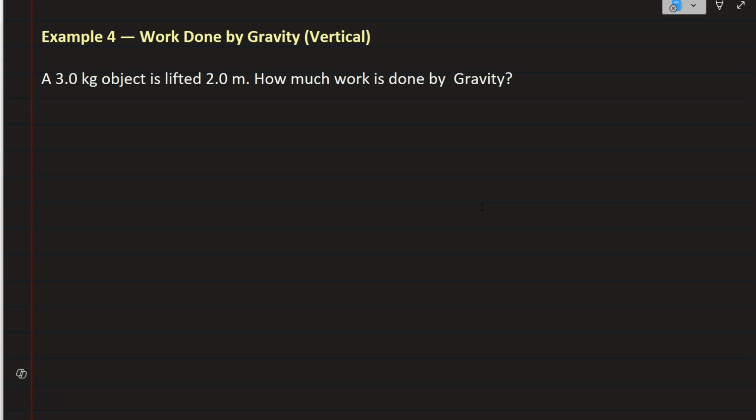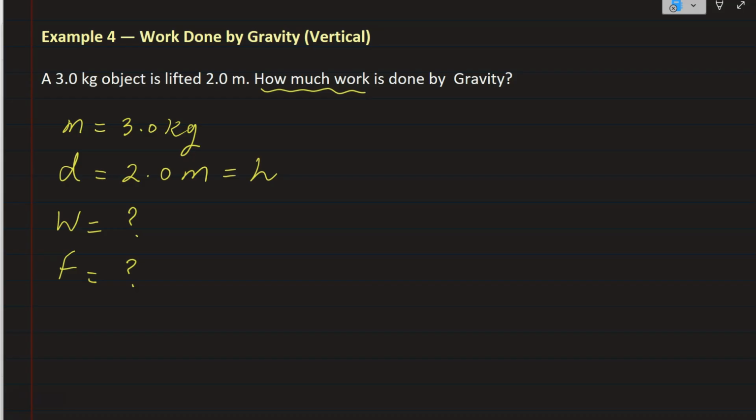Work done by gravity. This one is a vertical work done. So we got the mass is 3.0 kg. It is being lifted up. I put D in here. You can put in H for height. It doesn't really matter. Let's go H if you want to. The question is how much work is being done. Notice that we don't have the force Fg, the force of gravity, which is also the weight W. Now I'm not gonna put W in there because we're gonna get confused with the notation of work W. So I'm gonna leave it as Fg, okay?